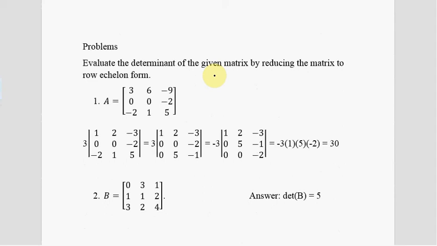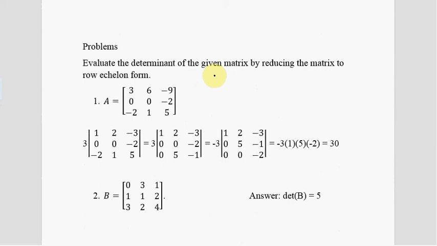And then the next thing I did was, I said, okay, I'm going to use this 1 to get a 0 where that negative 2 is at A31. So I said 2 times row 1 plus row 3. So that'll be a 0 here. So it'll be 2 times 2 is 4, plus 1 I get 5. Then 2 times negative 3 is negative 6, plus 5 I get negative 1.